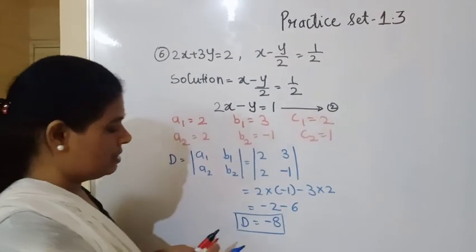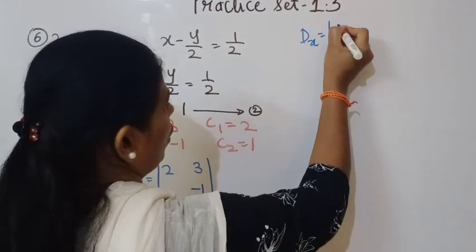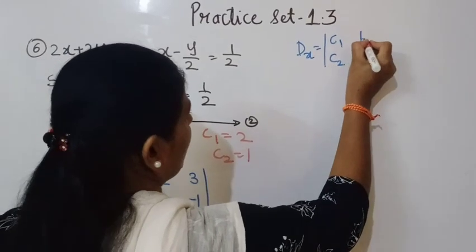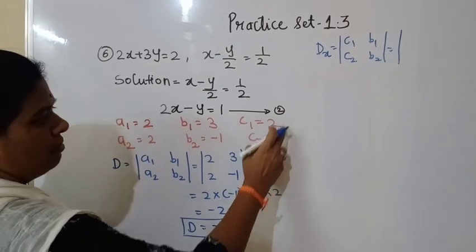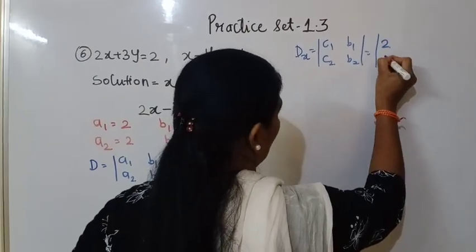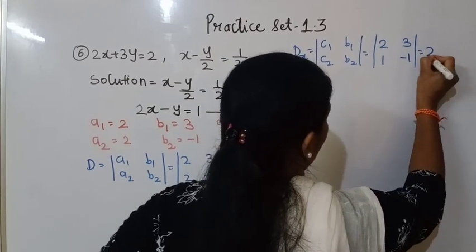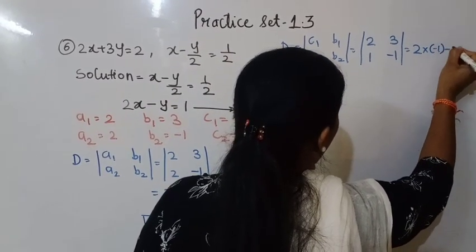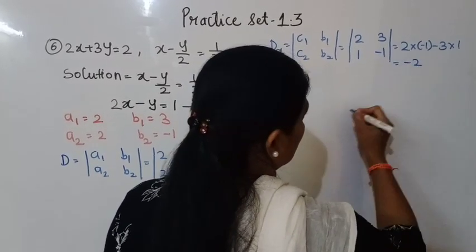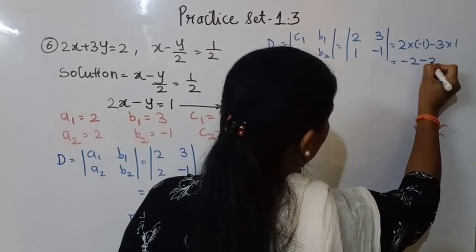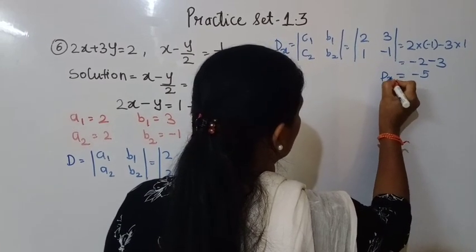Now we will find dx. dx equal to, the formula is c1 c2 b1 b2. Substitute the values. c1 c2 is 2 and 1, b1 b2 is 3 and -1. Cross multiply, 2 into -1 minus 3 into 1. So 2 into minus 1 will be minus 2, minus 3 ones are 3. So minus 2 minus 3, the answer will be minus 5. This is your dx.